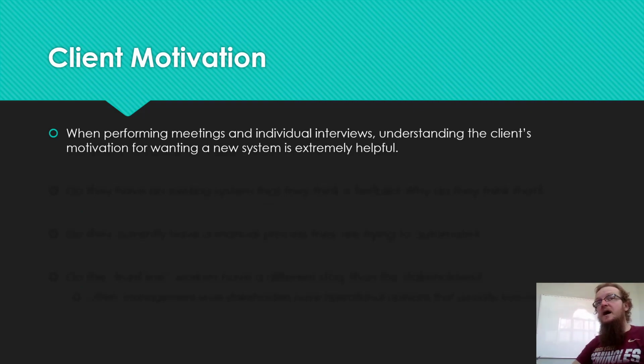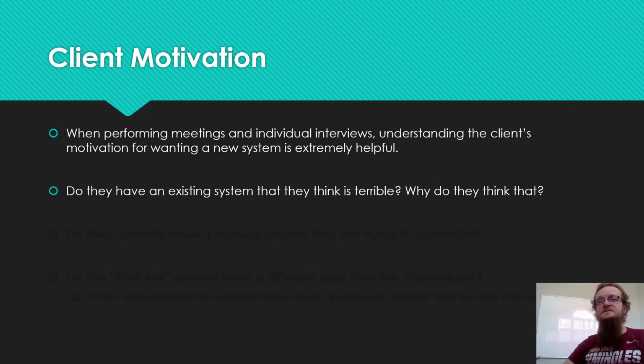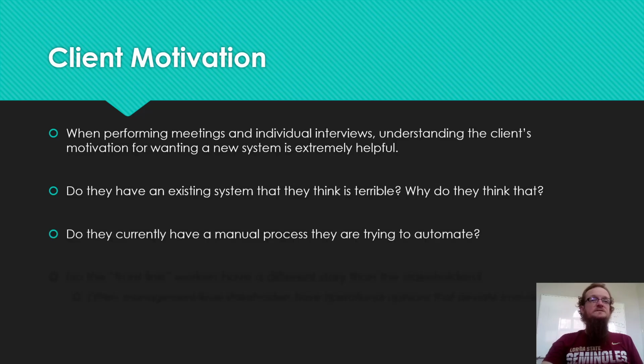The core of requirements gathering for it to be successful is client motivation. If you want to be very good at requirements gathering, you have to understand why they want the system to be created in the first place. If they have an existing system and they all think the existing system sucks, why do they think that? Is it that it's very hard to use? Is it that it doesn't exist on the internet and they have to come into their office to use it? You need to understand what is broken so that you can fix it in the new system.